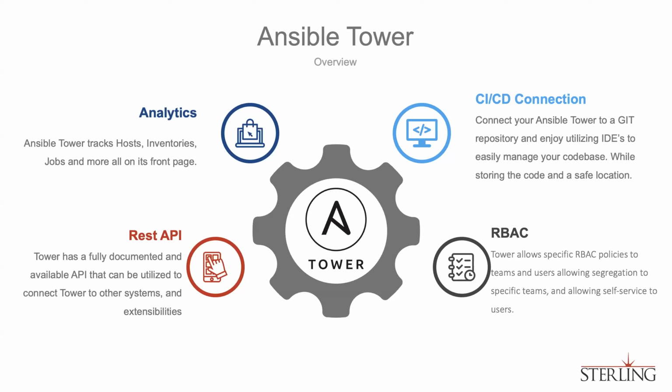And finally, role-based access control within Ansible Tower allows you the versatility to say these people have access to these playbooks, these people have access to different playbooks, for instance, and then segregating those groups. So you may have an operations team and a developer team, and you can separate them by which playbooks they're able to run, which endpoints they're able to run against, things of that nature.